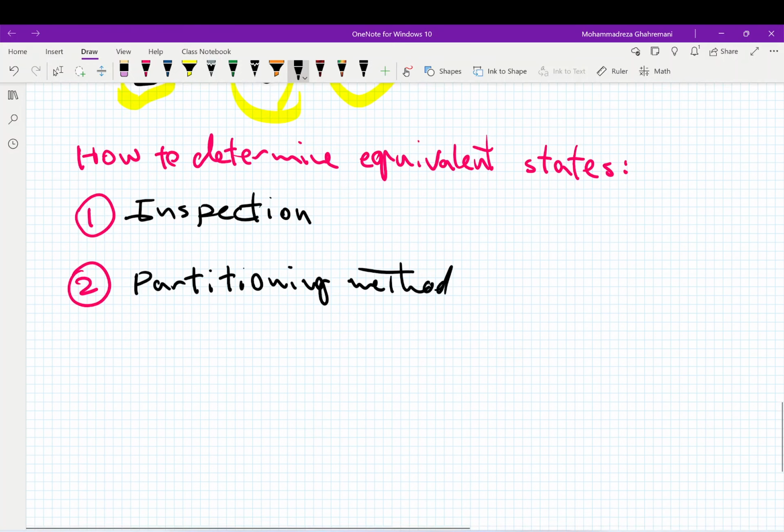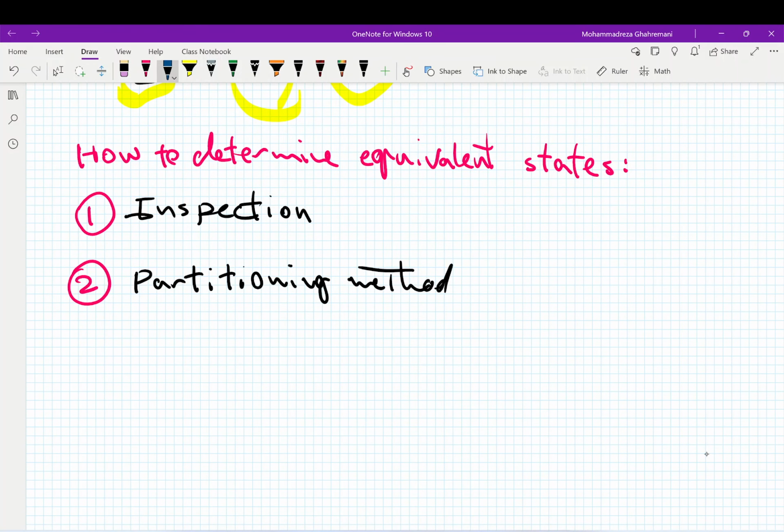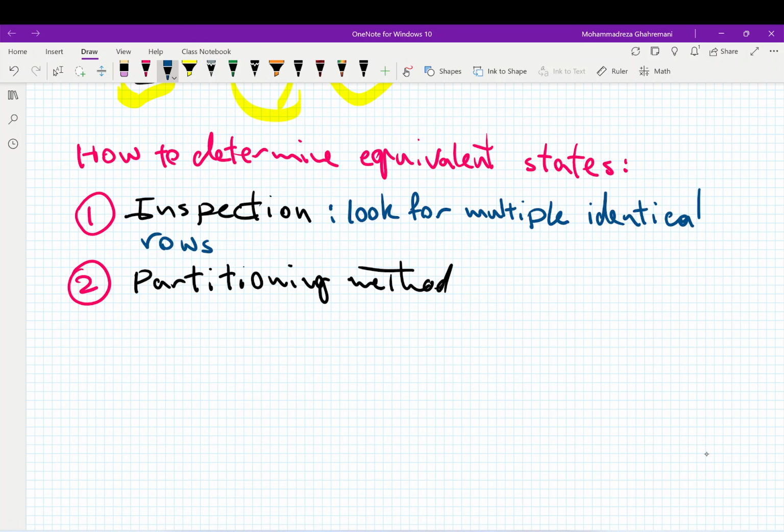What is inspection? In the inspection method, we look for multiple identical rows in the state table.